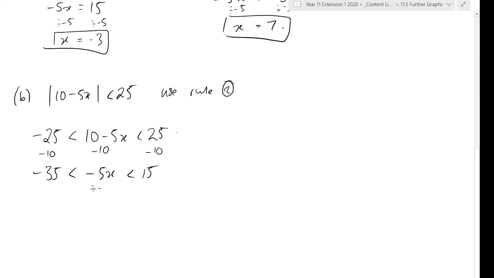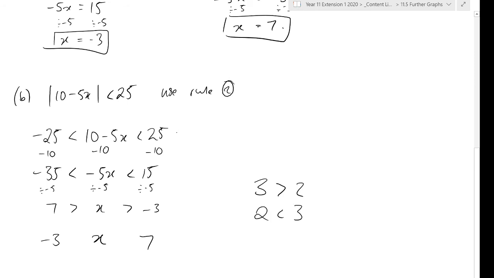And then divide everything by negative 5. So that gives me negative 35 divided by negative 5 is equal to 7, and that is equal to x. That is negative 3. Now what we need to do is flip our signs around because we've divided by a negative. And we get 7 is greater than x, which is greater than negative 3. Or alternatively, we can rearrange this so it becomes x between negative 3 and 7, if we swap the 7 and negative 3 around. Remember there's a rule that if we have, like, 3 is greater than 2, then 2 is less than 3.